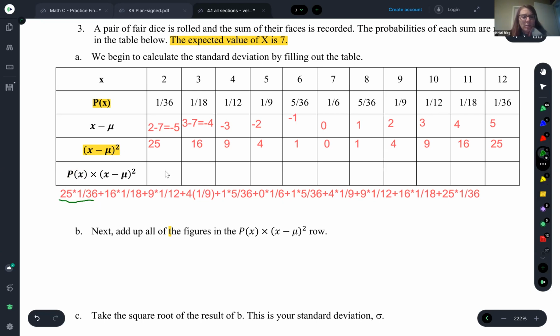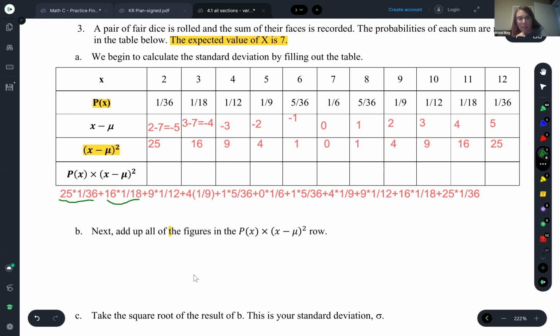And then that should go in this first box. It's 25/36. 16 times 1/18. So 16/18. Those all go in here. And what we're going to do, just like before, when we multiply, is we're going to add all of those up. So take a minute, write all of those fractions in here if you haven't already, and then add up that whole bottom row.